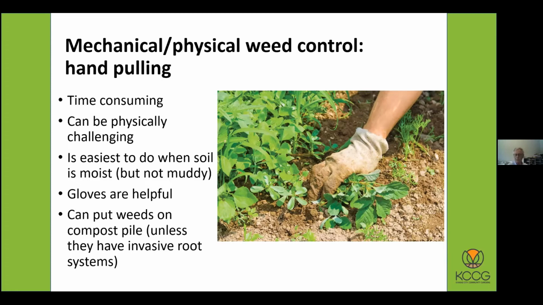It's easiest to do this when the soil is moist, not muddy, not super soggy, but just kind of moist, so that when you pull the roots out, they pull out easily. They kind of slip out. Generally, you can put the weeds on a compost pile unless you have an invasive root system, like some of your perennials. We'll talk about those. But most of your annual weeds, you can just throw the whole weed on the compost pile, and it will add to your compost.